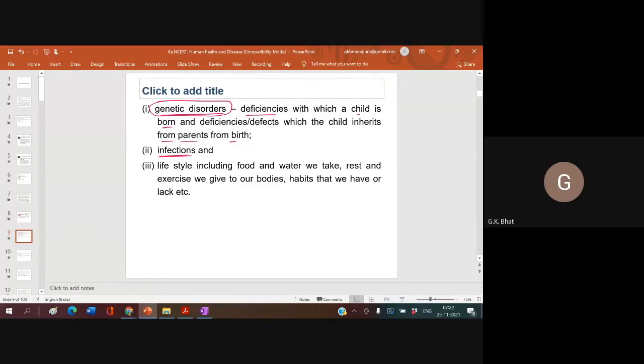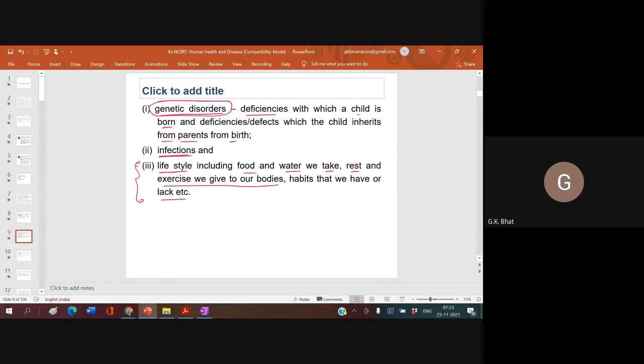And this infection is possible by different agents. And more than that, our health is affected by lifestyle, including food and water we take, rest and exercise we give to our body, habits that we have and lack. This is very important in deciding your health. Remember, this chapter, human health and diseases, don't study with a view to only the examination. Please study with a view to your good health in future.